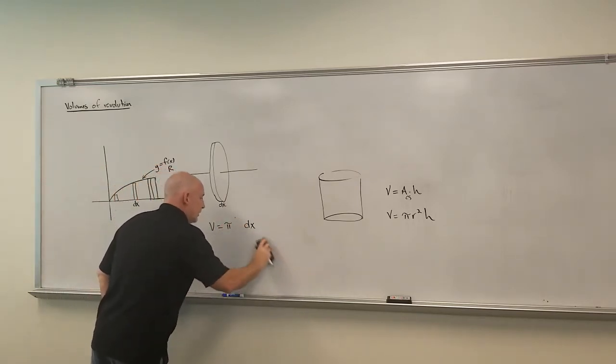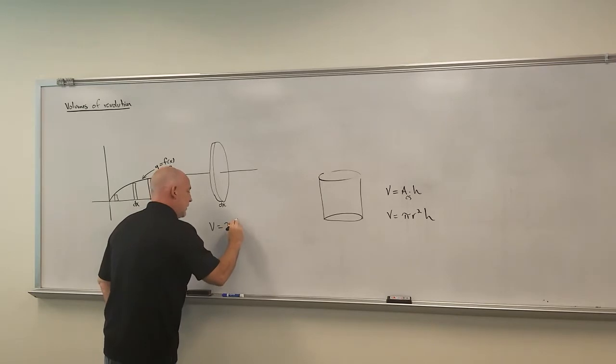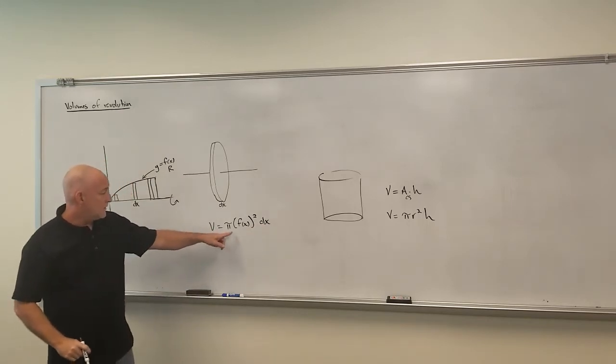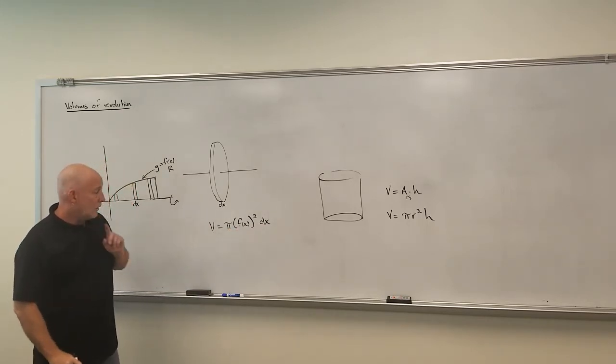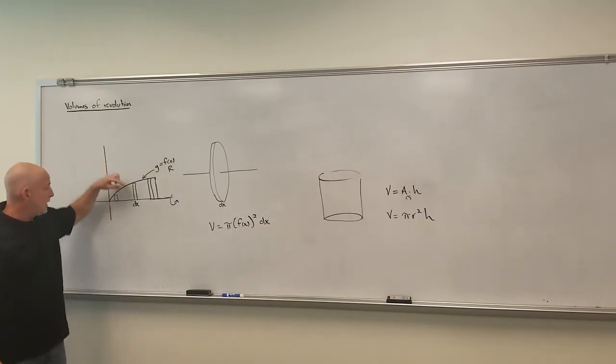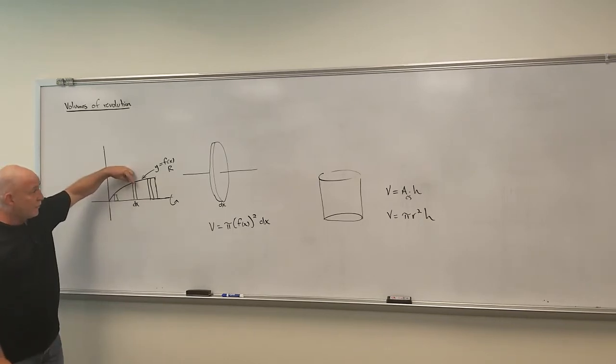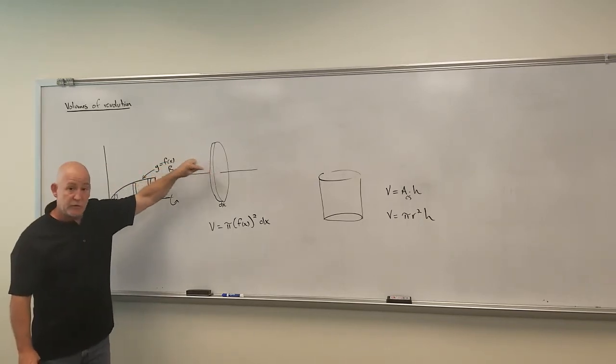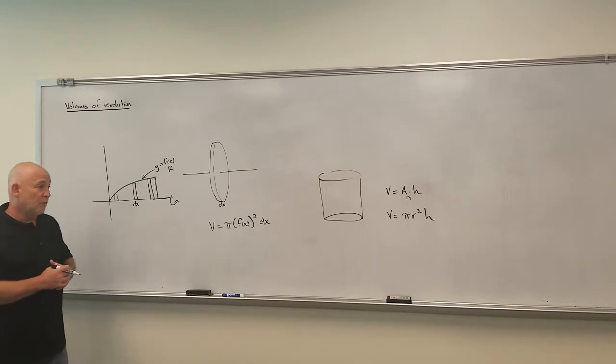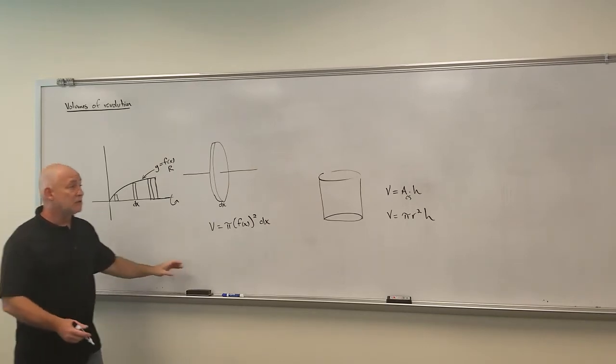So this is really just pi r squared times height. Pi times the radius squared times the height. Well, that would give us the volume of one single strip here, or one of these discs when rotated. So anytime we want to add up an infinite number of things, we need to integrate.